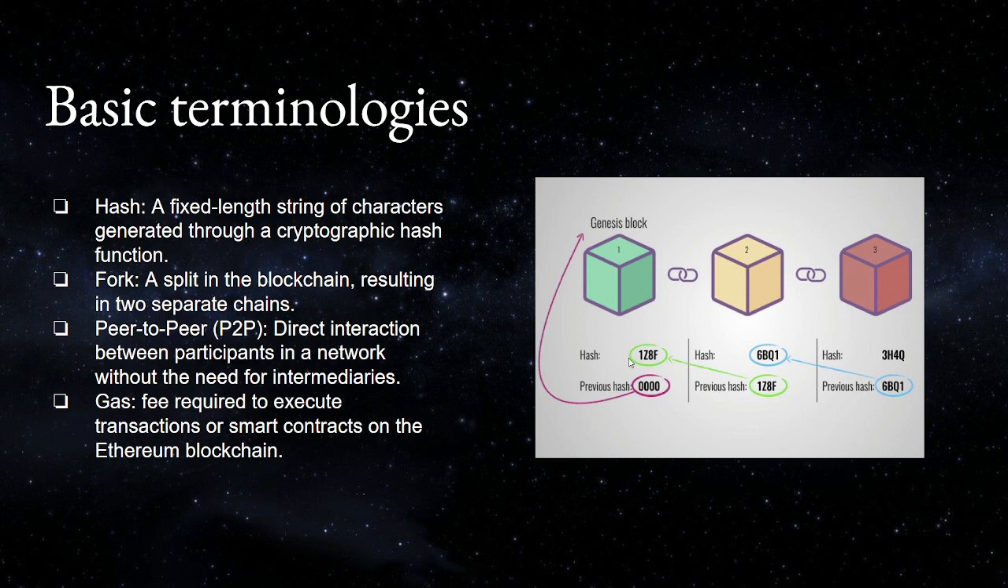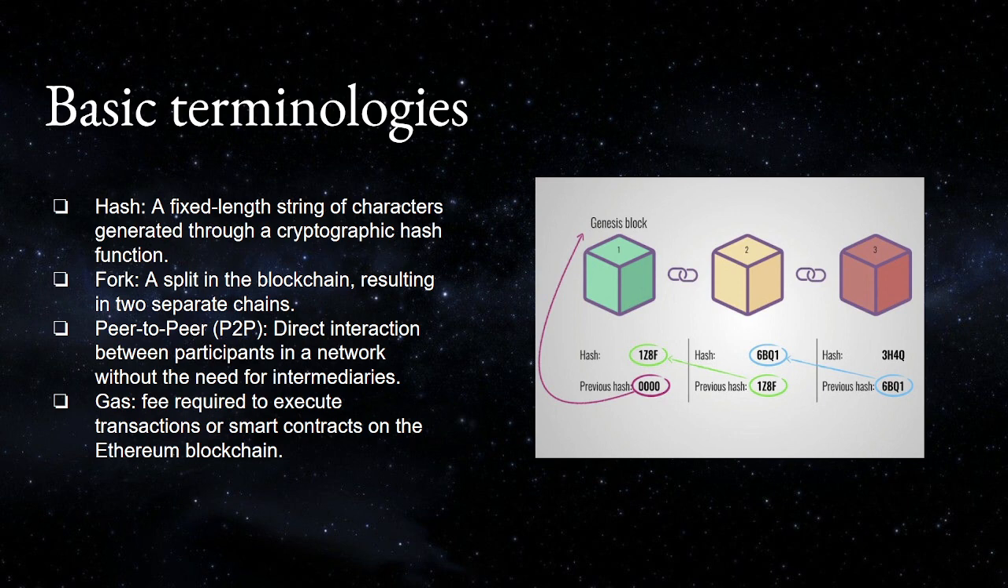Now, in a block, there is a hash, and the previous hash is also given. The Genesis block is basically the first block of the blockchain, and every block contains its own hash as well as the previous hash. Previous hash means the hash of the previous block. Just like this second block has the hash of itself as well as the previous block, and the third block has the hash of itself as well as the previous block. Now fork means basically a split in the blockchain resulting in two separate chains. Forking a blockchain basically means splitting a blockchain into a parent chain and a child chain.